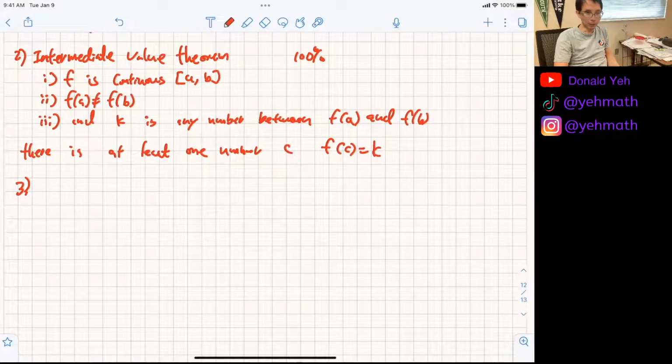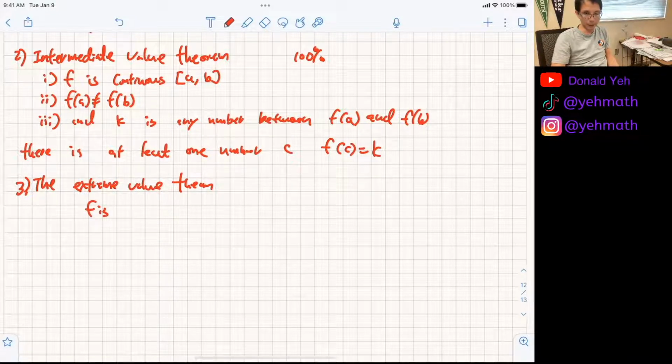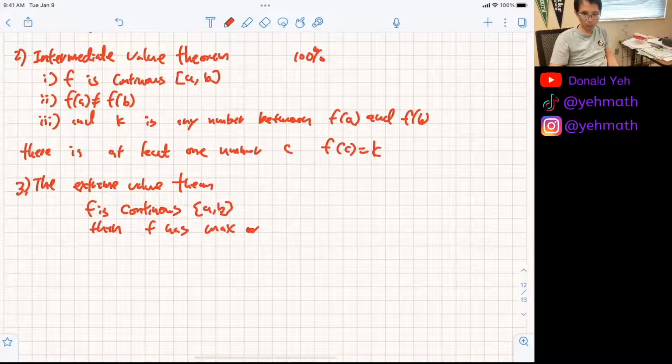3, intermediate value theorem. We learned about the extreme value theorem. It's basically saying if f is continuous between a and b, then f has a max or min value. Okay, it has that. So that's 3.